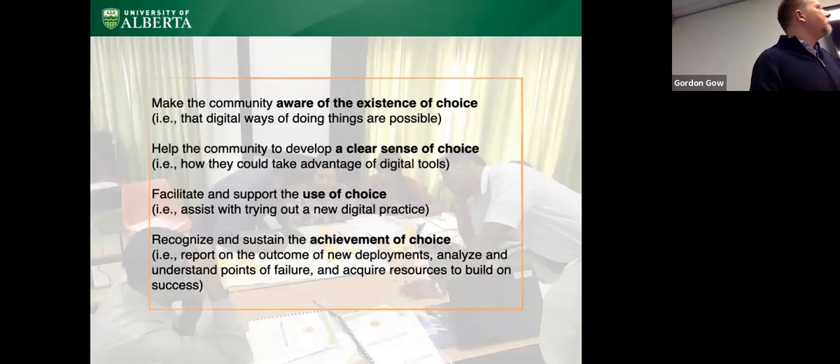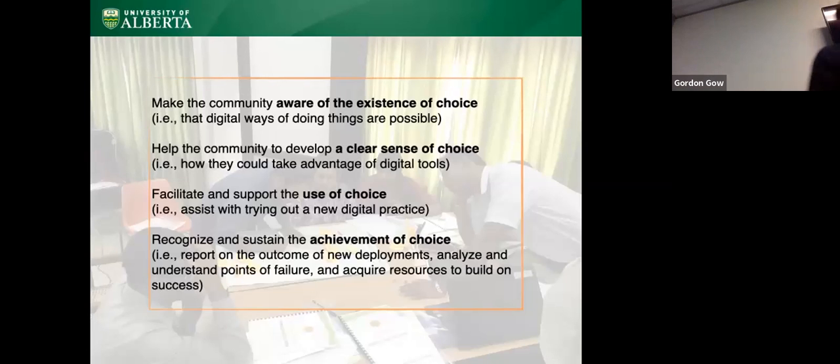The tech steward then can help the community develop a clear sense of choice. That means giving them examples, maybe from other communities or from other experiences they've had of how they could take advantage of those digital tools, and helping to address this idea of adaptive preferences. So a lot of times communities, and particularly women in communities, will say, I can't do that, because they've been told they can't do that. So the sense of choice is trying to get that empowerment idea. Well, you can do that. Here's an example of others who have done that.